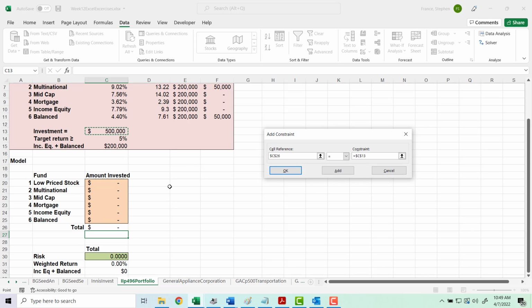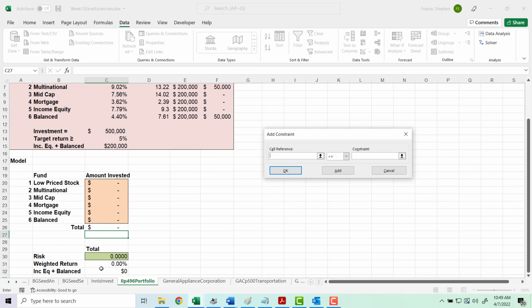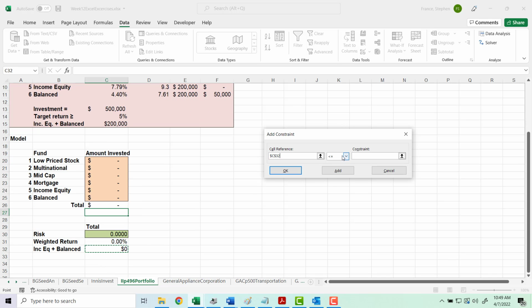Okay? The total calculated versus $500,000. Then we also want our last two, income, equity, and balanced, to equal $200,000. We'll add that.